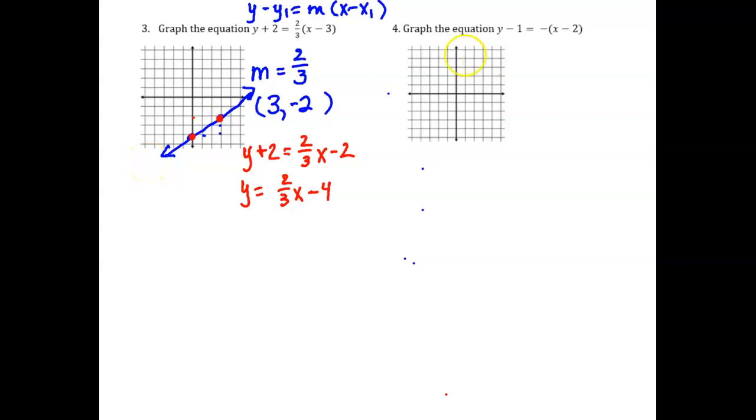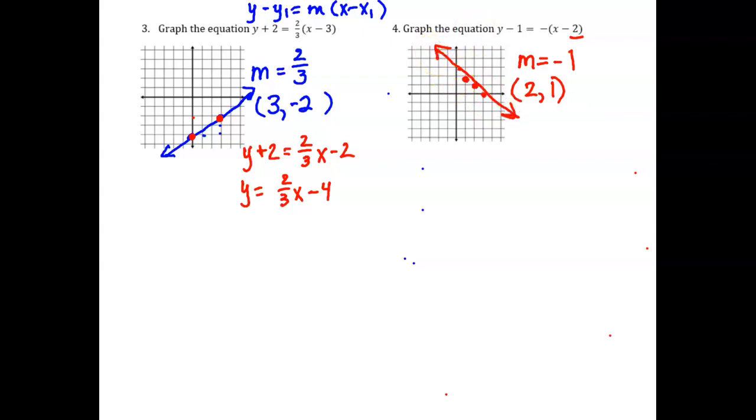But I like to recognize if, again, this is in point-slope form, I'm going to pull out my slope being negative 1, and my point, my x is positive 2, and my y is positive 1. So if I start at 2, 1, and a negative slope, go down 1 and over, or up 1 to the left, I can actually make my line.